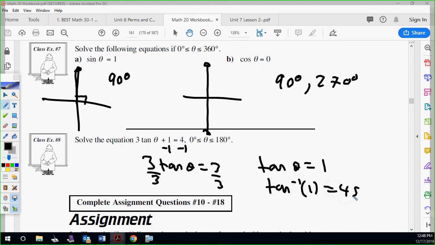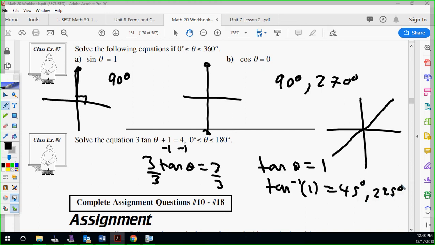But tan theta, is that a positive 1 or a negative 1? I'm just asking you. It says tan theta is 1. Is that positive or negative? Positive. So I'm here, and I'm here. That's where tangent's positive, right? So 45, is that an actual answer? It is. And what's the other one? 225.